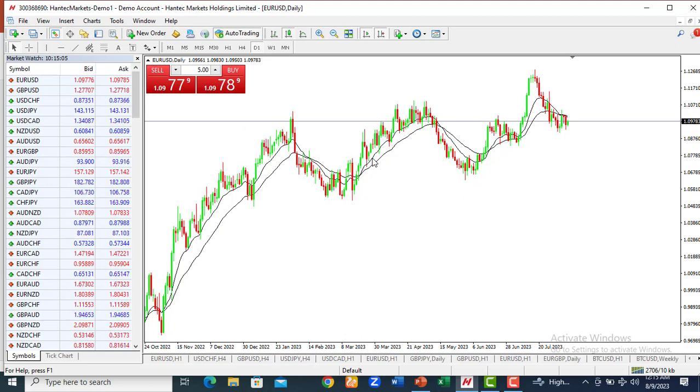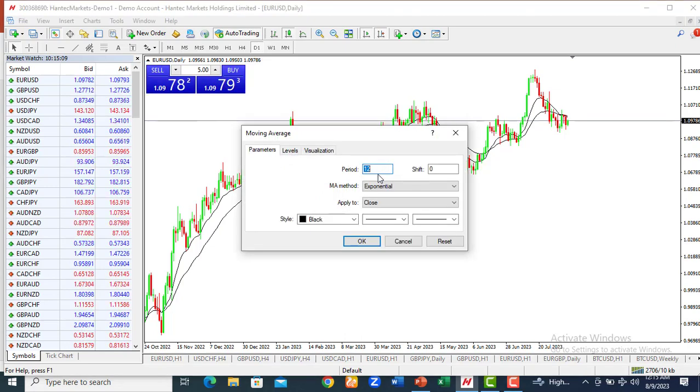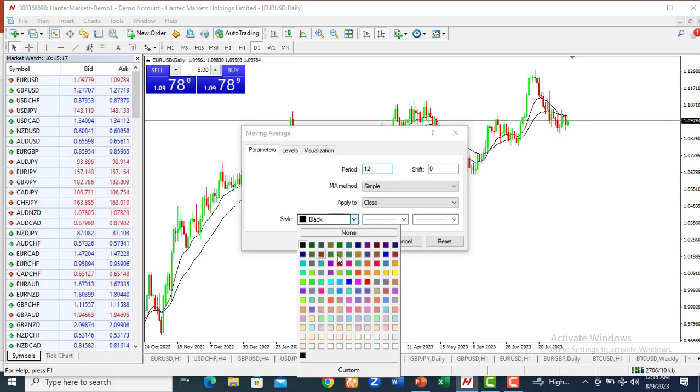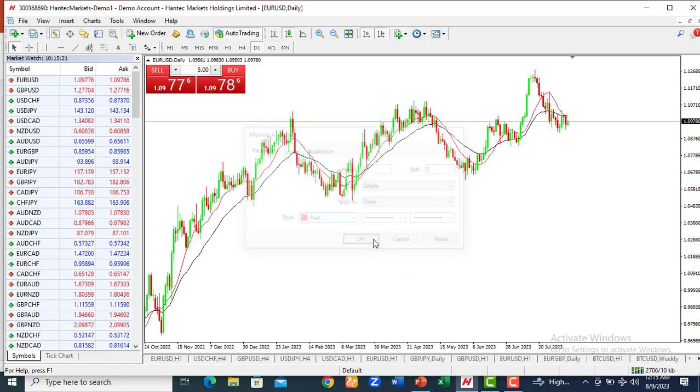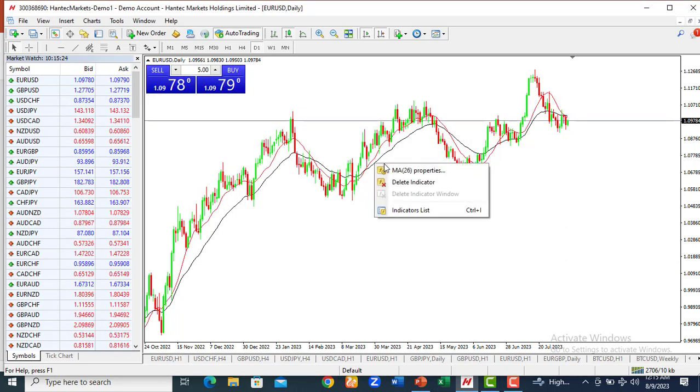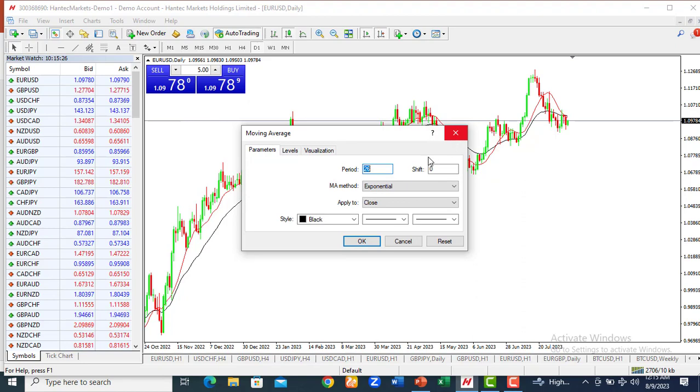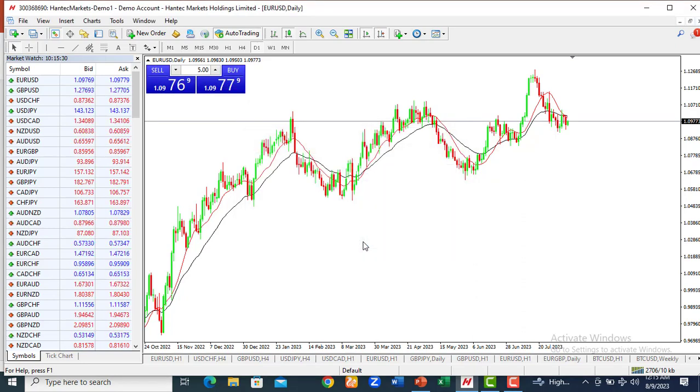First of all, I have to change the colors. Remember, you go back, you change the colors. Now 12, I told you 12 should be simple. Then I change the colors to make it different from the way it used to be. So red, yes. Let's check for the moving average 26. If it's okay, it's exponential.